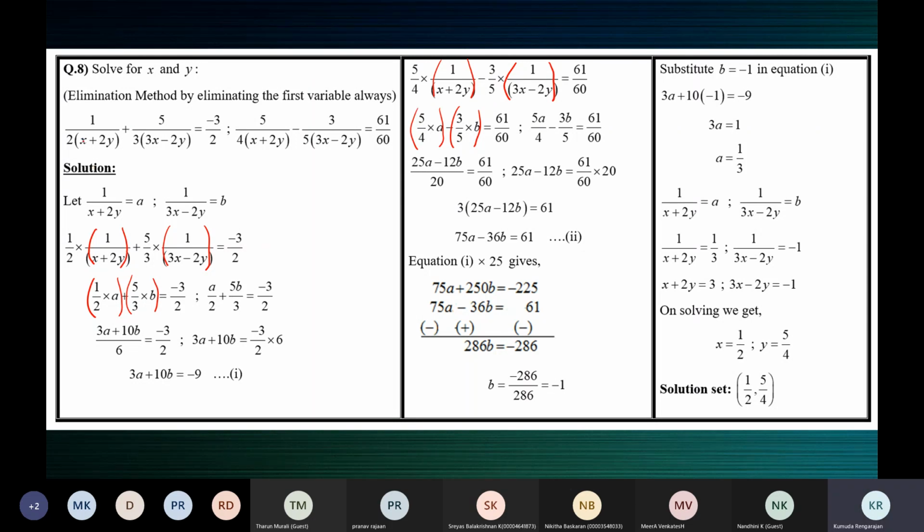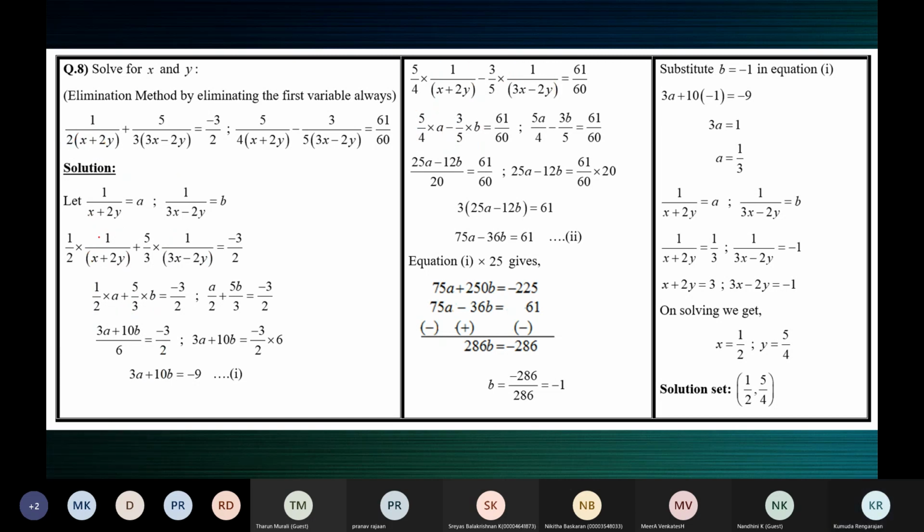So children, basically you should know how to express these terms. 1 by 2 into x plus 2y should be written as 1 by 2 into 1 by x plus 2y. When you multiply the numerators, 1 into 1 is 1. 2 into x plus 2y is the denominator.